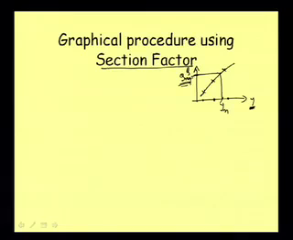So graphical procedures are losing their importance, but still I will be discussing this graphical procedure which uses the section factor, because it has some important factors that we need to discuss. Okay. Now, what is section factor?